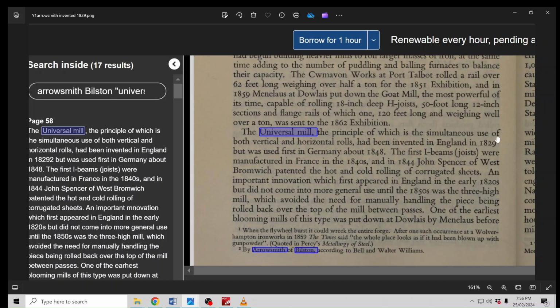So that was the very oldest reference I could find to it being invented in that period. And we can see the little 2 here. Let's look down here. By Arrowsmith of Bilston, according to Bell and Walter Williams. I tried to look for whatever article this is referring to. I tried to look for Bell and Walter Williams. I couldn't find anything. I'm sure there's something out there. I just don't have access to it. So, John Arrowsmith of Bilston. Now he was from England, of course.